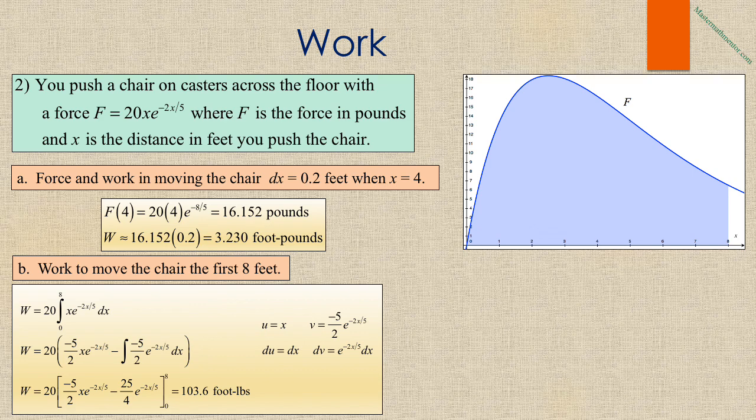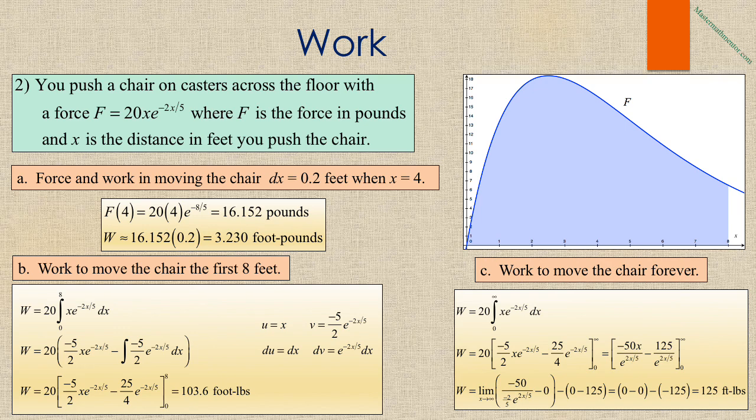That gives 20 times the expression negative 5/2 x e to the negative 2x divided by 5 minus 25 fourths e to the negative 2x divided by 5, evaluated from 0 to 8. And when the calculation is done, we get 103.6 foot-pounds.